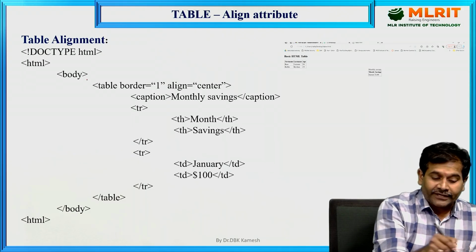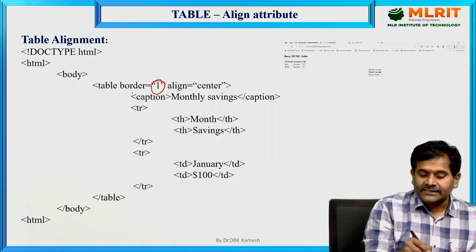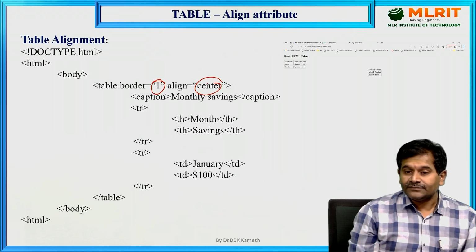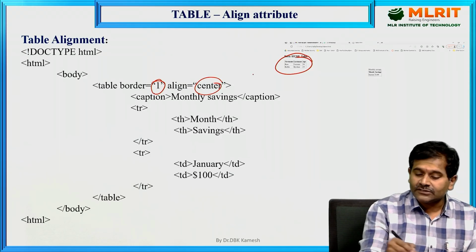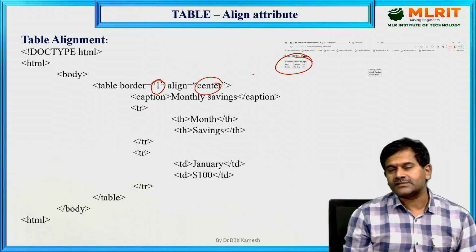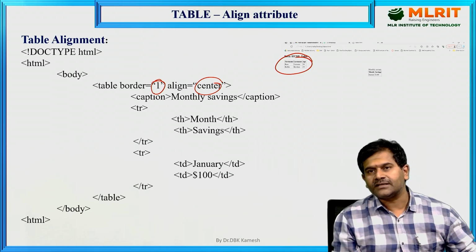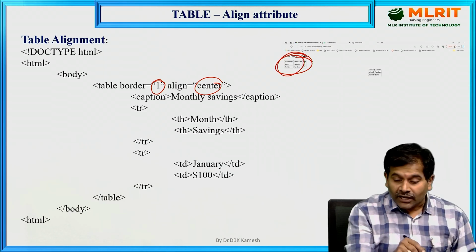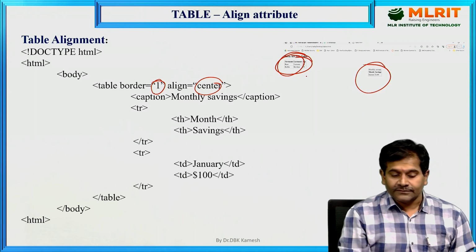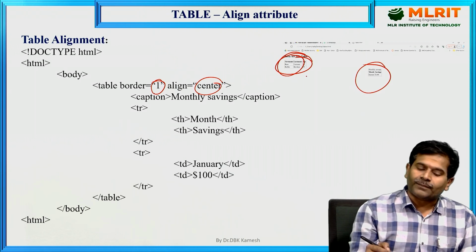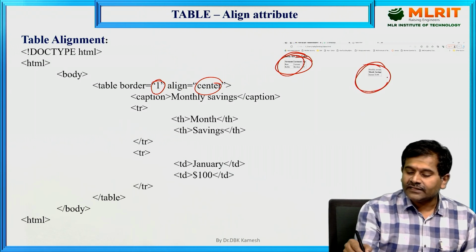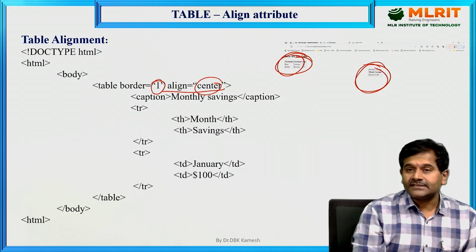So table border 1, thickness, alignment center, right? Previously we had given this table, and it looks like this, with left justification because that is the default one. So now we have to set it to the center. The same we have to apply, but here in the center, because alignment is center.